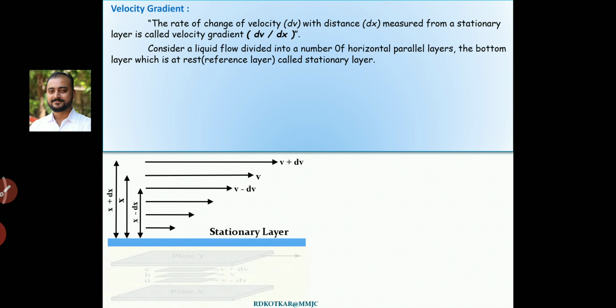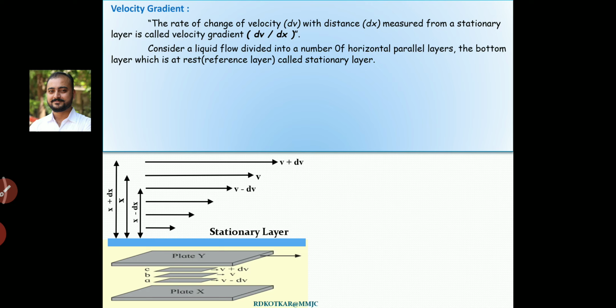For that we consider a liquid flow divided into a number of horizontal parallel layers. The bottom layer, which is at rest, is known as a reference layer or stationary layer. As you observe the diagram, suppose we consider the flow of water in a river, in which we distribute that liquid flow into a number of parallel layers.